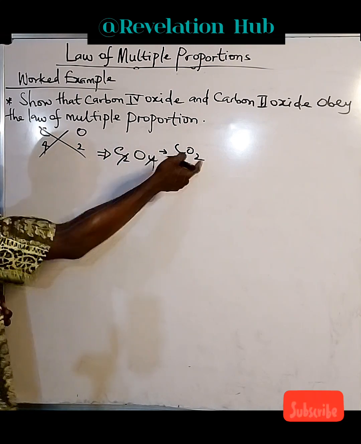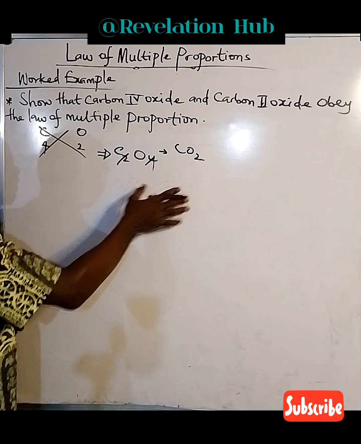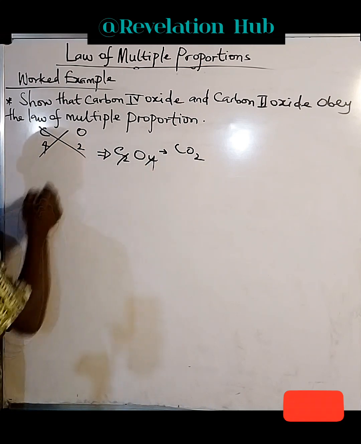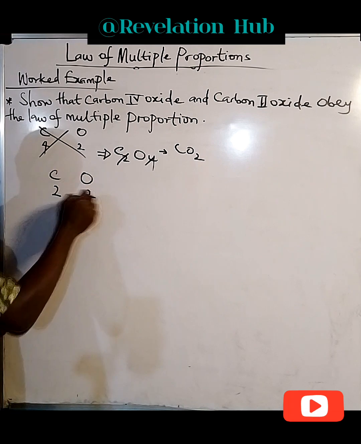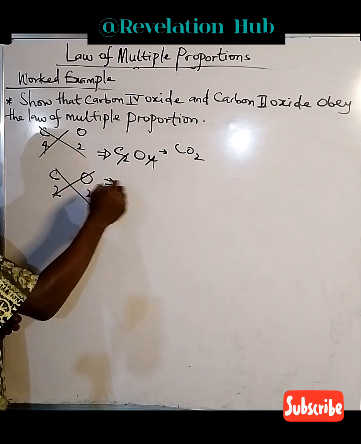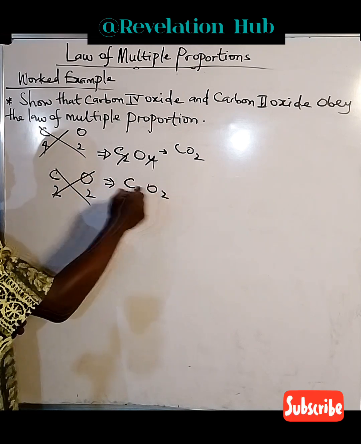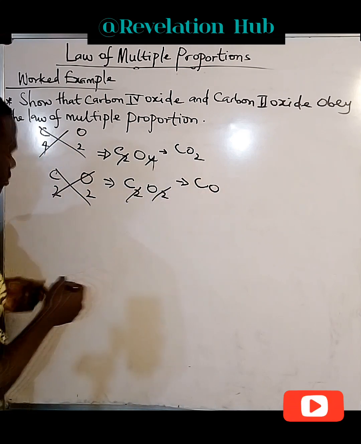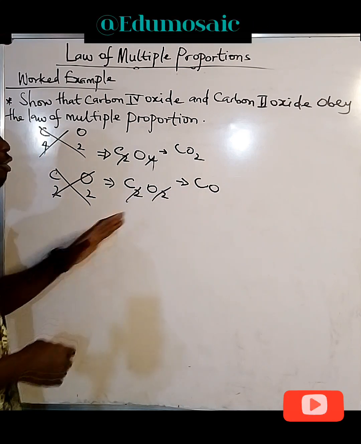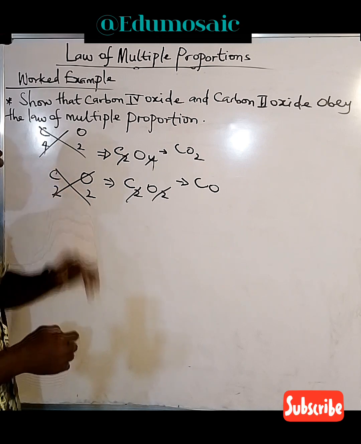Sometimes we call it carbon dioxide. Carbon 4 oxide is the IUPAC name. Those are old names. So CO2. Next we have carbon 2 oxide. What do we have? We have C2O2. This reduces to CO. This is carbon monoxide, the old name. The IUPAC name, or the new name, is carbon 2 oxide.